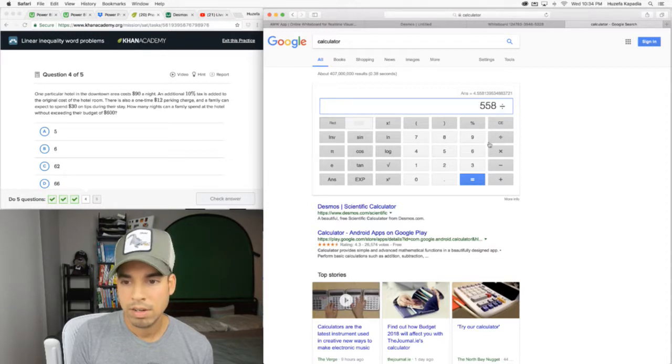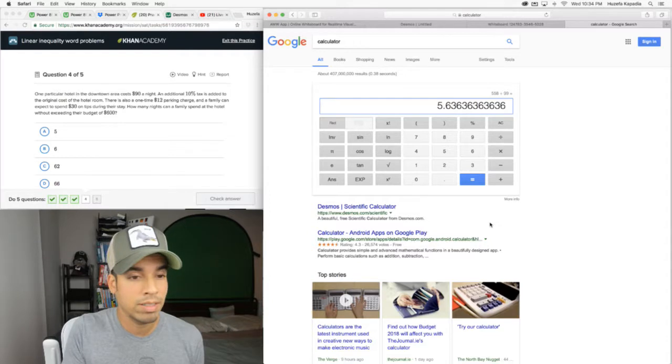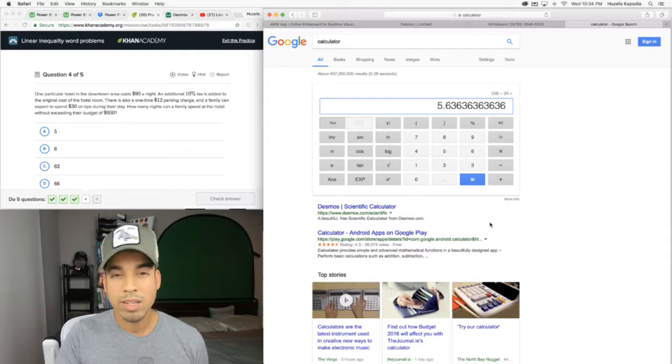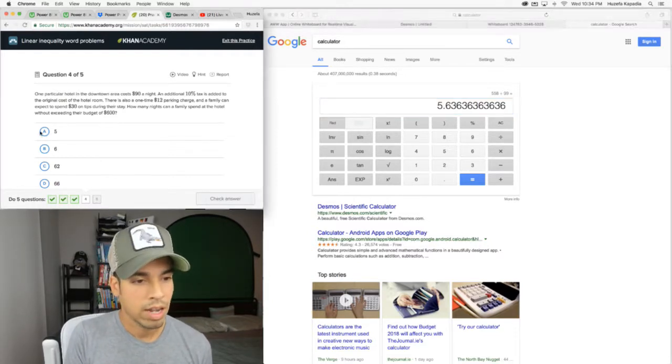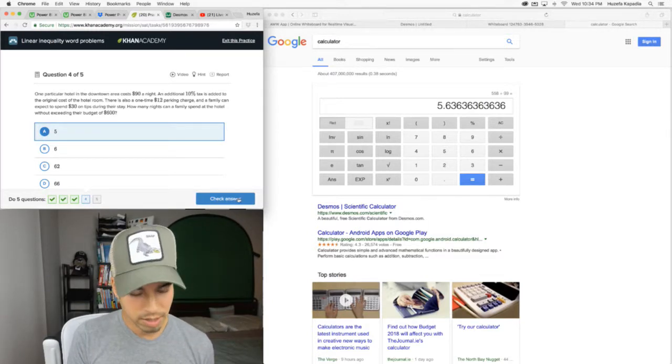558 divided by 99 is 5.6. Now this is a question where you might think to round up, but we got to round down, because if we round up to 6, we're going to exceed that budget. So this is another case where we got to think. We don't want to exceed, so we need to round down. It's going to be 5.